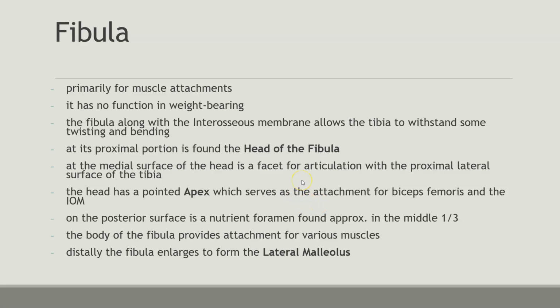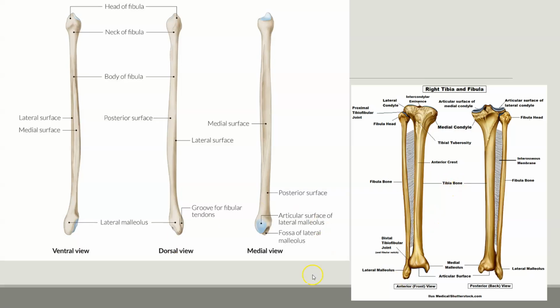Now, when we look at the distal aspect of the fibula, we said that the distal tibia gets smaller as it gets distal. The fibula gets larger as it goes distally, and it forms a large bump, shall we say, known as the lateral malleolus. We can see it here in this diagram at its distal part. Here is the lateral malleolus, and it's on the lateral aspect.